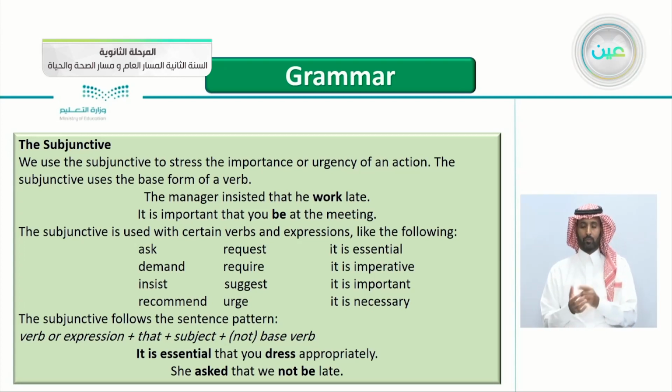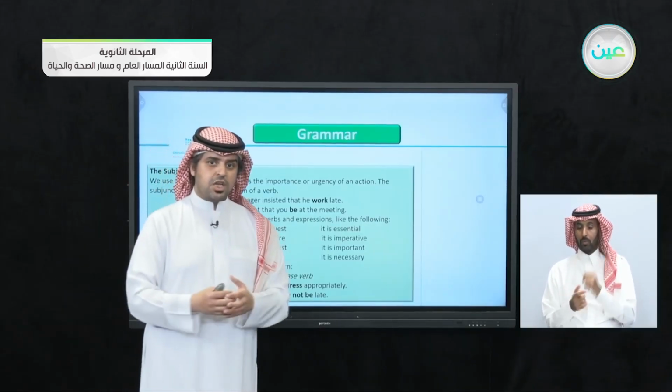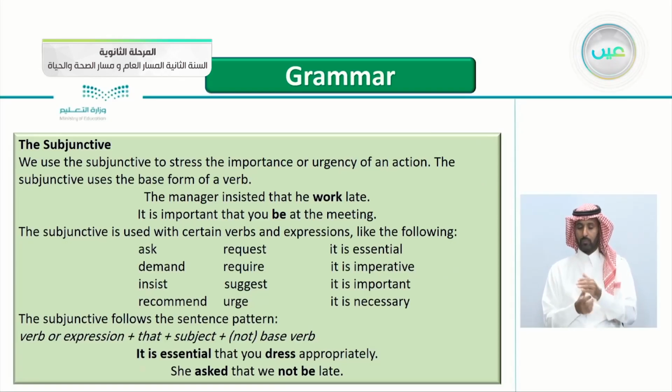The subjunctive is used with certain verbs and expressions like the following: ask, demand, insist, recommend, request, require, suggest, urge, and you can say also it is essential, it is imperative, it is important, it is necessary. All of these show you the importance, the urgency of the situation. This is how you write the subjunctive form: verb or expression plus that plus the subject plus the base form in the negative or the affirmative form.